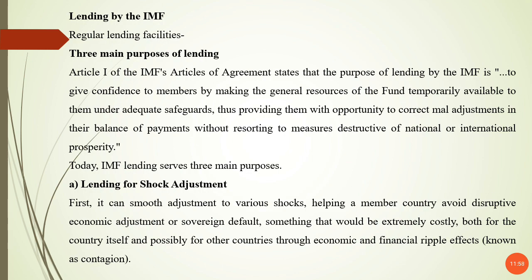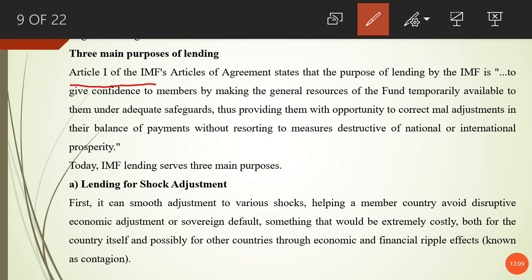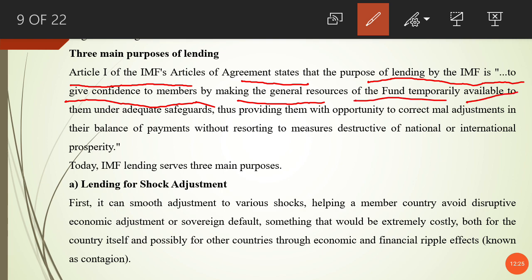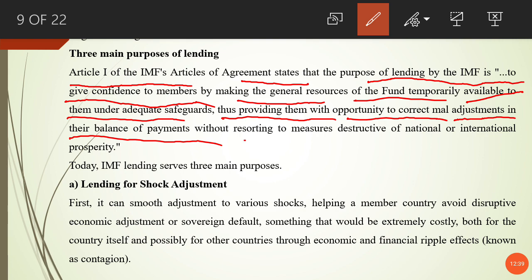Lending by the International Monetary Fund. Regular lending facilities. 3 main purposes of lending. Article 1 of the International Monetary Fund's Articles of Agreement states that the purpose of lending by the International Monetary Fund is to give confidence to members by making the general resources of the Fund temporarily available to them under adequate safeguards, thus providing them with the opportunity to correct maladjustments in their balance of payments without resorting to measures destructive of national or international prosperity.